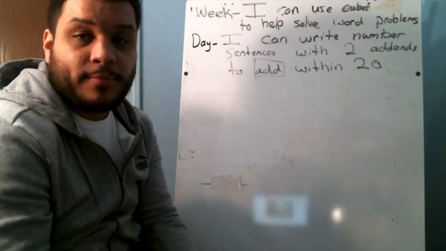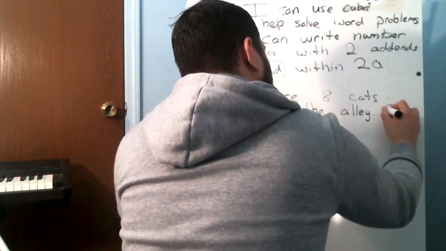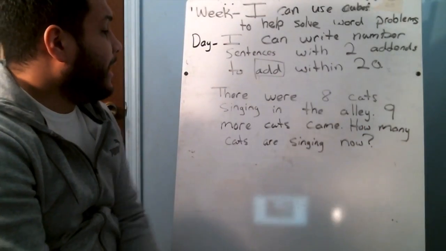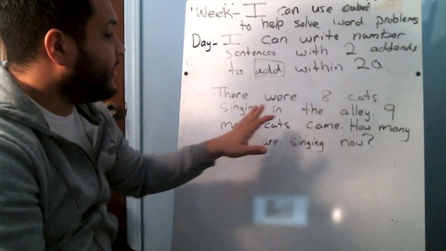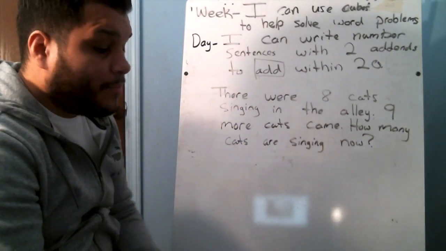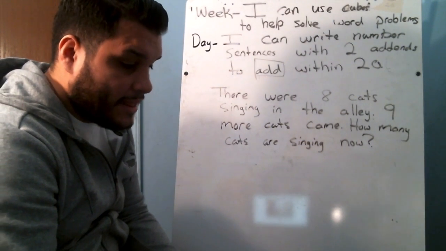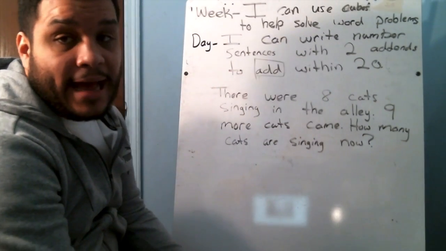We're going to recap and go over our word problem today. I'm going to put it up on the board. Give me 1 second. So today, the problem that we're working with is the following. There were 8 cats singing in the alley. 9 more cats came. How many cats are singing in the alley now?